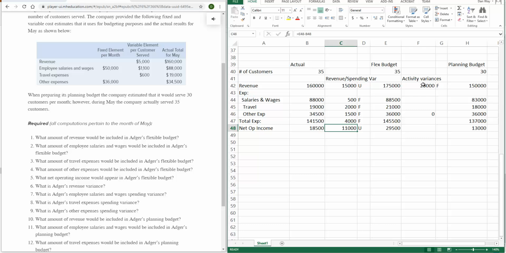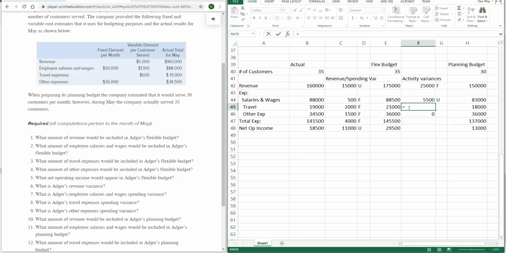Let's go ahead and finish our activity variances then. We've already taken care of revenue. So for salaries and wages, 88,500 in the flex minus 83,000 in the planning is 5,500. Now that's higher, so we would say that's unfavorable. But again, it's important to remember what that direction means over on this side. All it means is we served more customers than we thought we were going to. So unfavorable is a little bit misleading sometimes. We would expect our expense here to be higher given that our activity was higher. It doesn't mean we haven't controlled costs well. It doesn't mean we've done anything wrong in terms of controlling those costs.